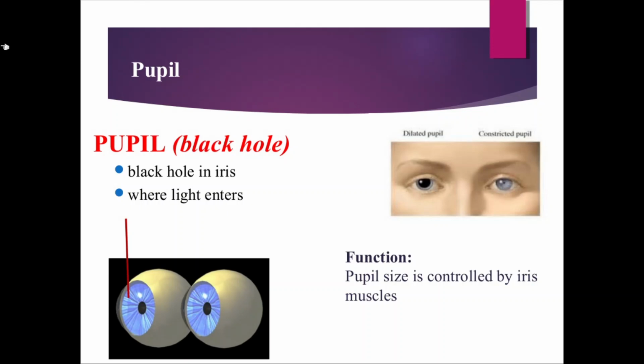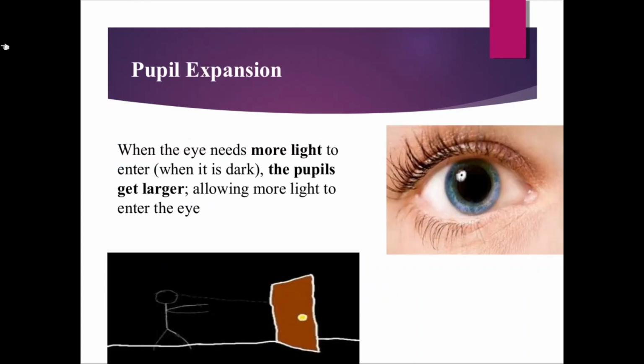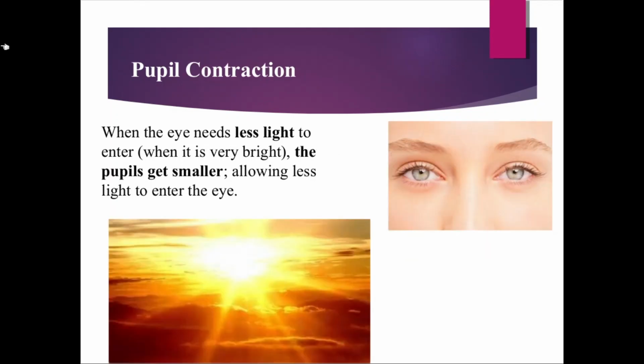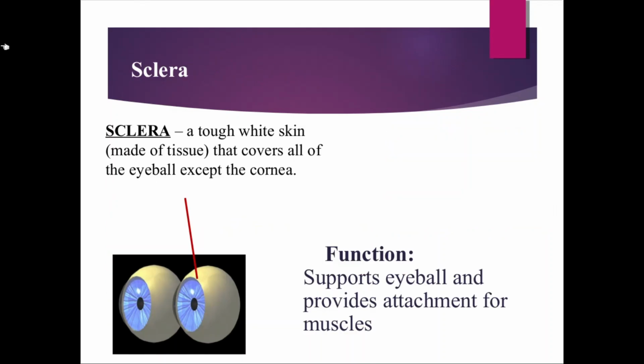Pupil. It is a black hole in the iris through which the light enters. Its function is to increase or decrease the pupil size, which is controlled by the iris muscles. Pupil expansion: when the eye needs more light, when it is dark, the pupil gets larger, allowing more light to enter the eye. Pupil contraction: when the eye needs less light, when it is very bright, the pupil gets smaller, allowing less light into the eye.